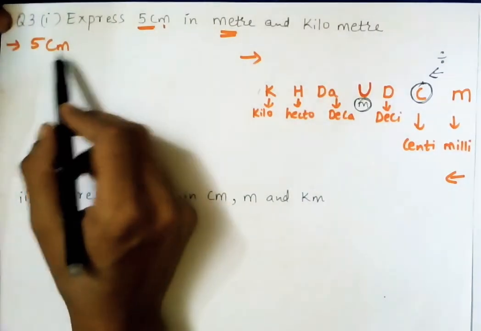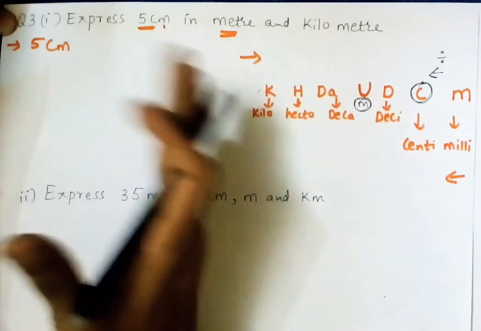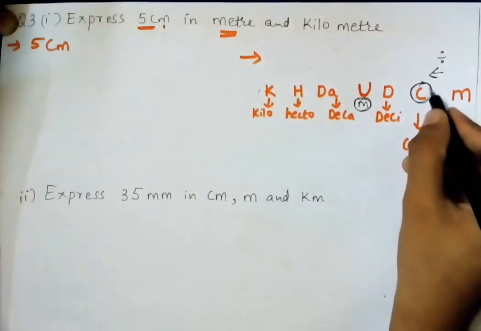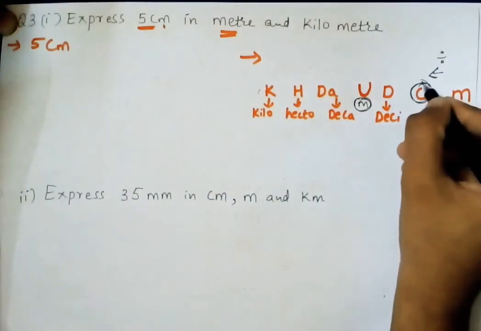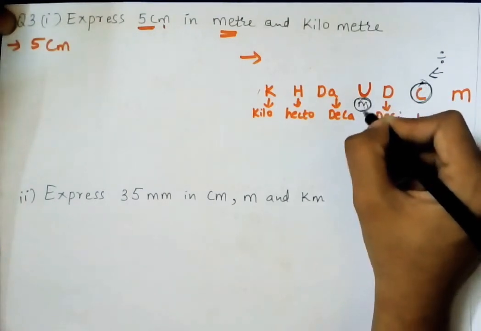So coming back to the question, 5 centimeter to meter. Now we are going from centimeter to meter, so we will start from centimeter. Centimeter is here. So now we are starting from here, centimeter to meter. Meter means it will come in unit, U.